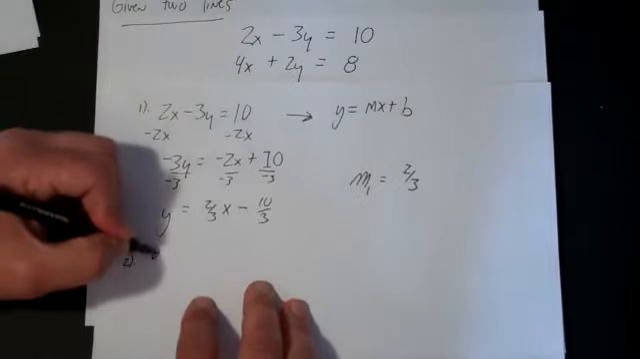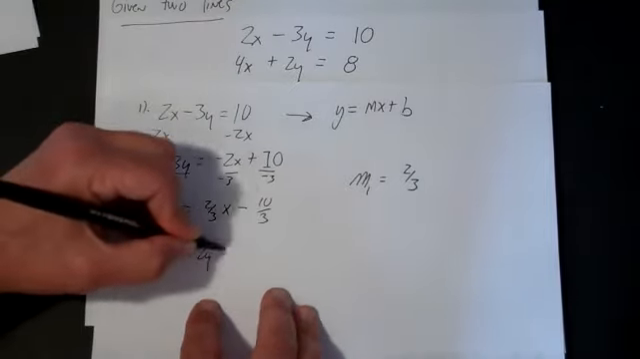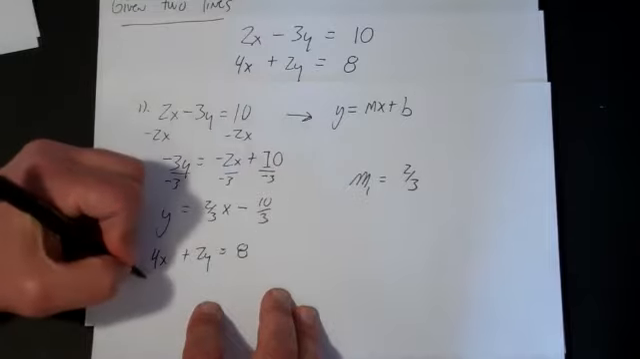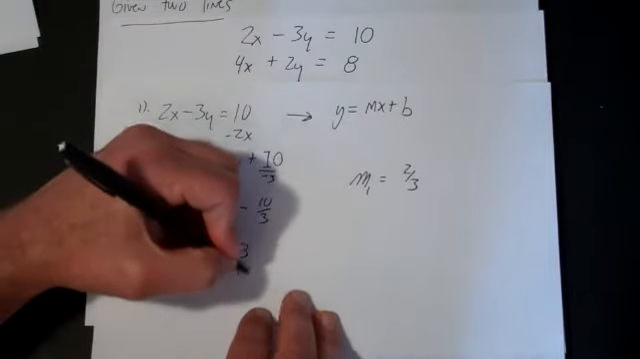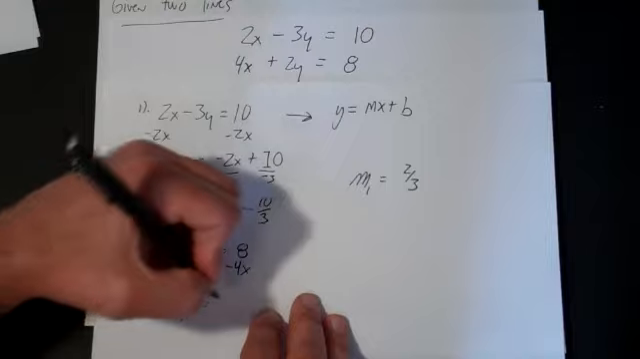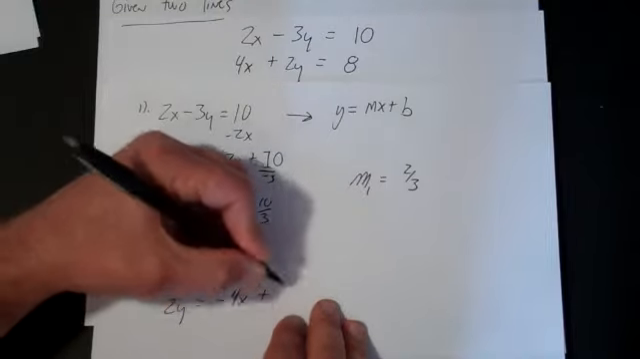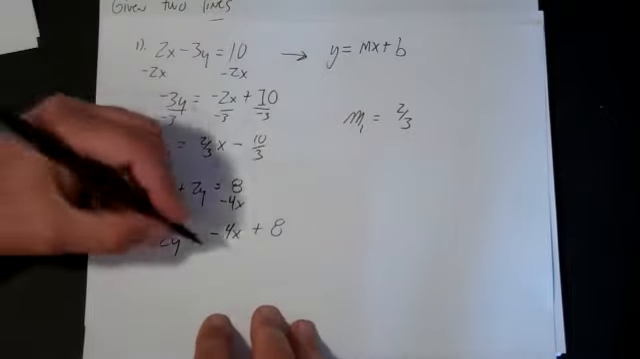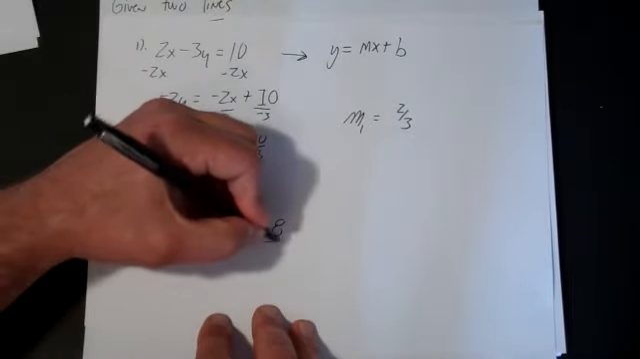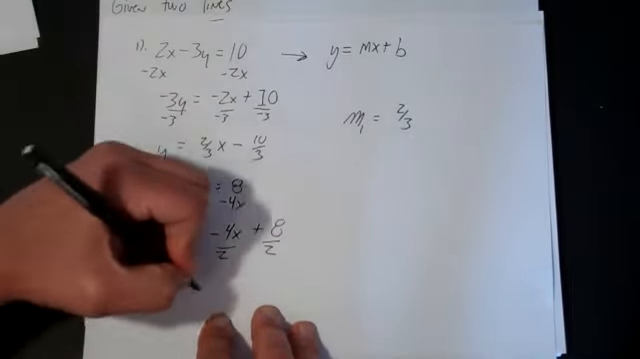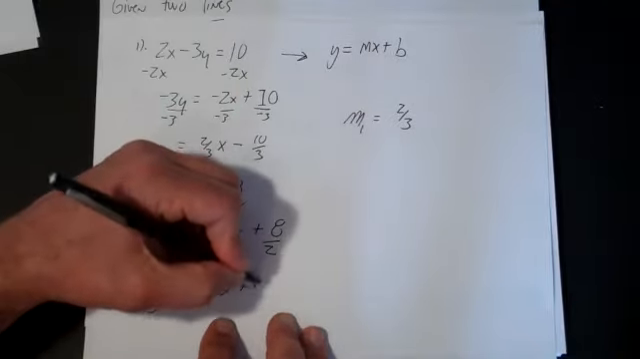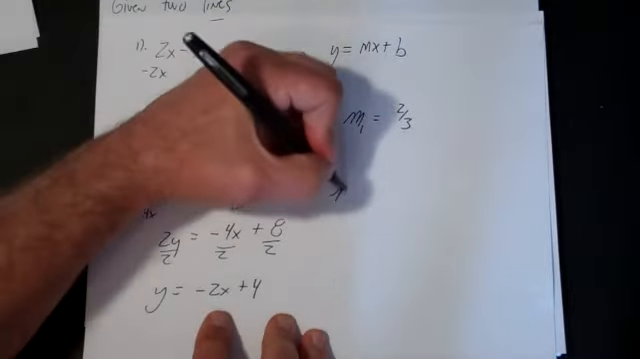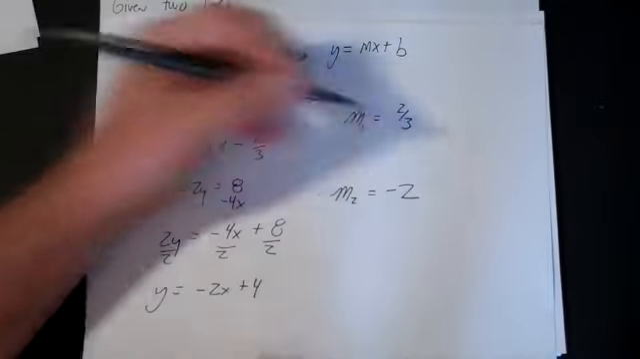The second step, 4x plus 2y is equal to 8. Subtract 4x and subtract 4x, and you get 2y is minus 4x plus 8. Then let's divide by 2, and you get y is equal to minus 2x plus 4. Slope number 2 is minus 2.